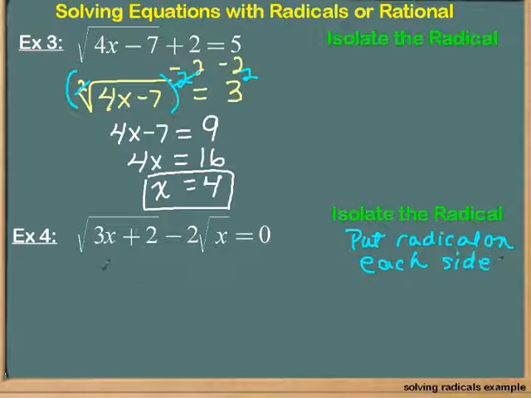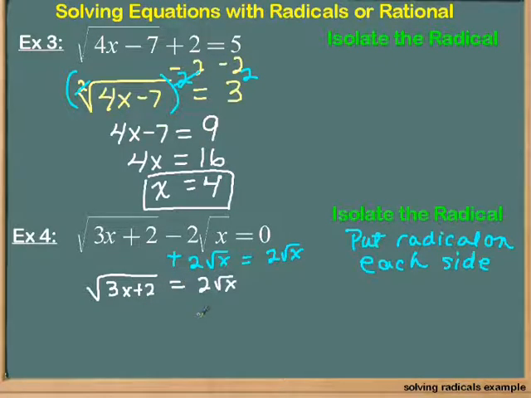This is where we're very, very tricky. We can be sneaky here. And so I'm going to add that 2 root x to both sides, and that's going to leave me with a square root of 3x plus 2 equals 2 root x. Now I can go ahead and square both sides. So if I square this side, I'm going to get rid of the radical, and I'm going to square the side with the 2 root x. And so I'm left with 3x plus 2.